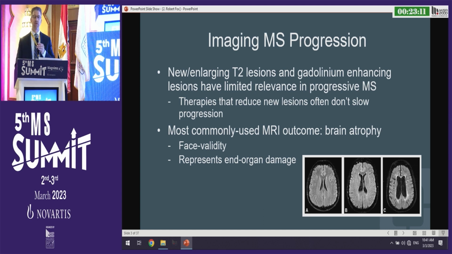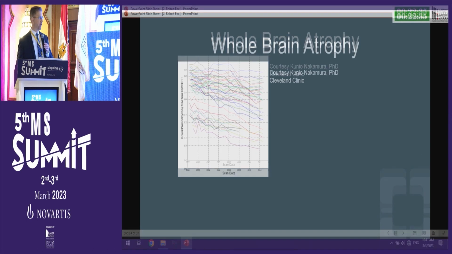Well, there's a number of different imaging modalities. I'm going to review them here in a very superficial way due to the short time. But most commonly used is brain atrophy. So whole brain atrophy is most commonly employed as the primary outcome of phase 2 trials in progressive MS. It has a face validity, makes sense. Shrinkage of the brain seems like a bad thing, and if you can slow down shrinkage of the brain, that's probably a good thing. And it represents the end organ damage of the organ of interest of ours, being the brain. And so measuring that seems to be of relevance.